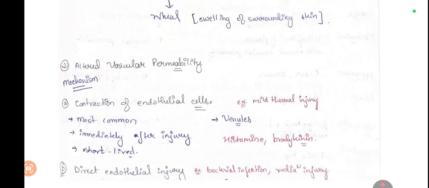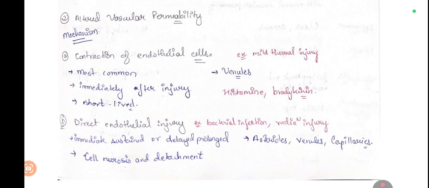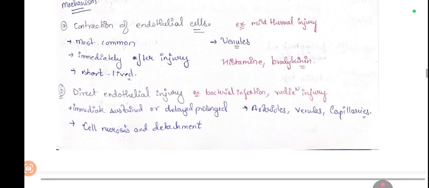The most common vessels are venules, immediately after injuries. Histamines and bradykinin are short-lived. Causes include direct endothelial injury, bacterial infection, and radiation injury, with immediate sustained or delayed prolongation. Arterioles, venules, and capillaries are the most common sites.